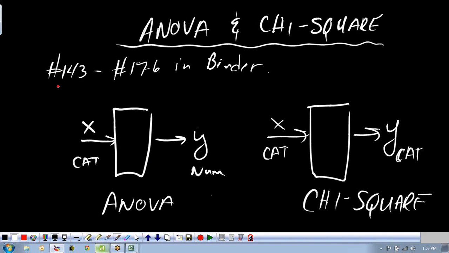Again, this is the stuff that's on 143 to 176 in your binder. This is extending when you have more than 2 categories. ANOVA rules for when you have a number output, a category input. Chi-squared works really well when you have a category output, category input.